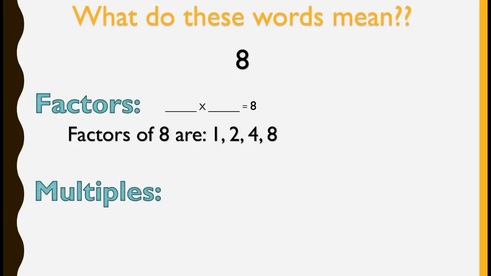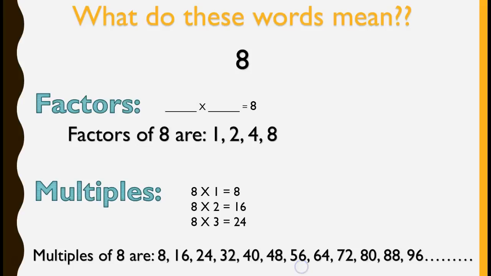Now for the multiples, you're just going to start multiplying or doing your skip counting. So 8 times 1, 8 times 2, 8 times 3, and this list goes on and on forever. Factors are just a short list. Multiples go on and on forever. So the multiples of 8, you could just keep writing them and writing them.